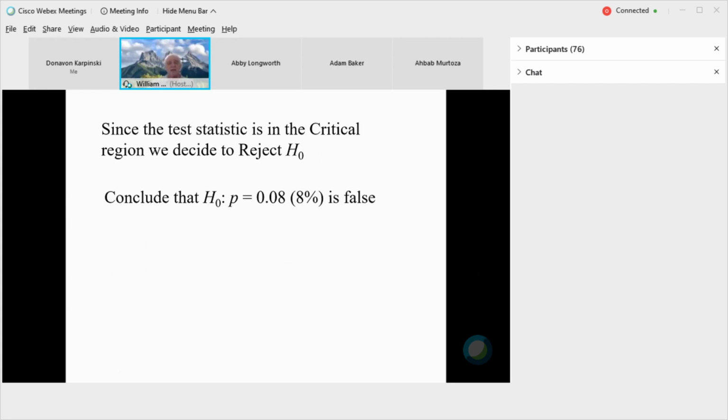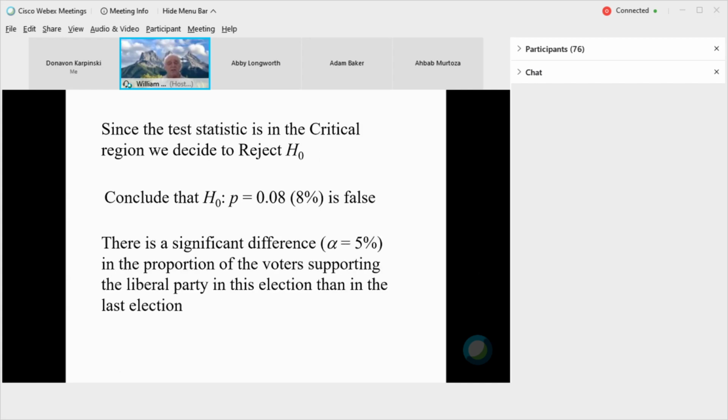Conclude that P equal to 0.08 is false. There is a significant difference. You qualify the significant difference with the probability of a type 1 error: the proportion of voters supporting the Liberal Party in this election is different than in the last election.